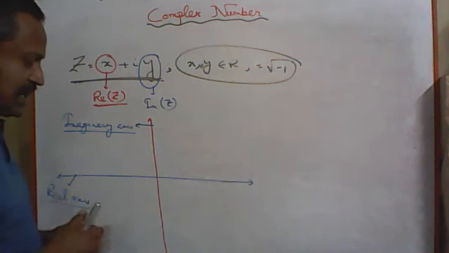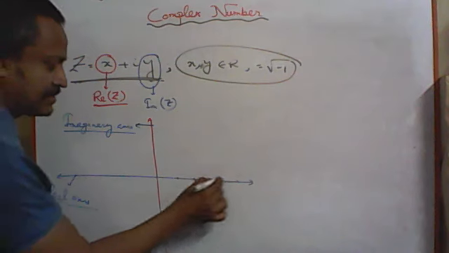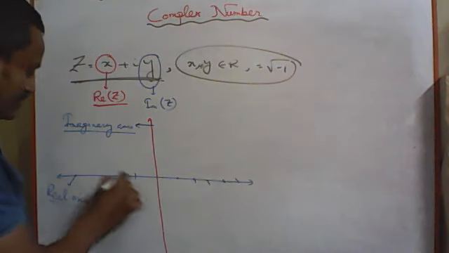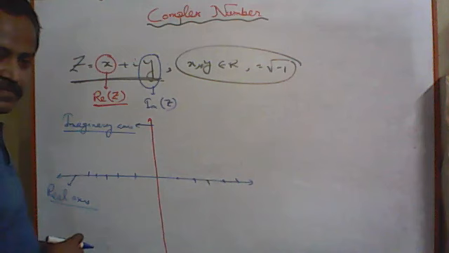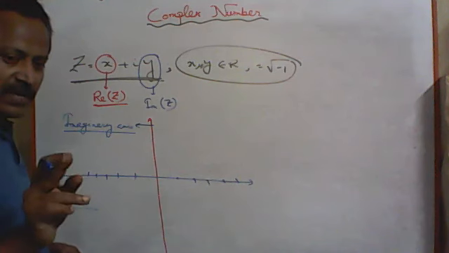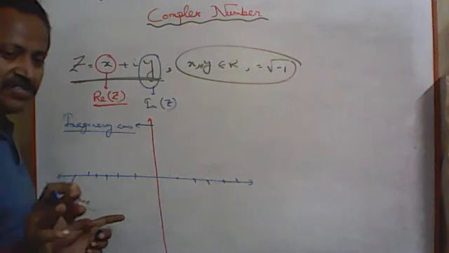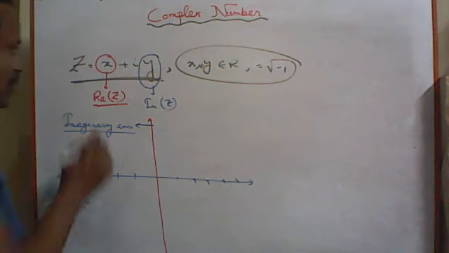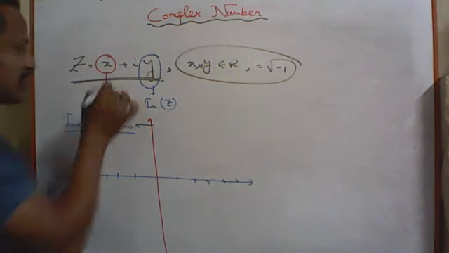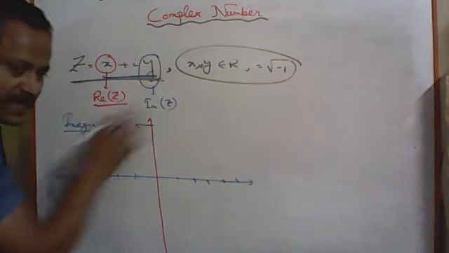Imaginary, first of all, real number. Any real number can be placed here. Any imaginary number can be placed here. Imaginary number means the real part is 0. So how can we express this x plus iy in this plane?